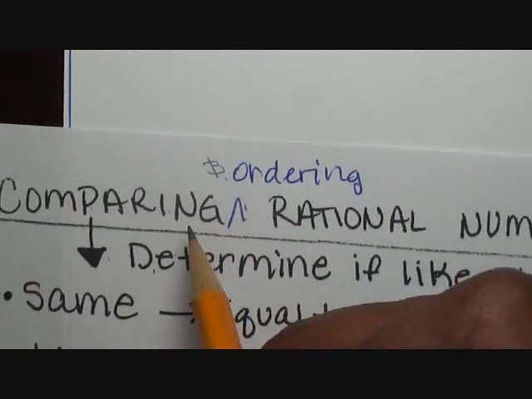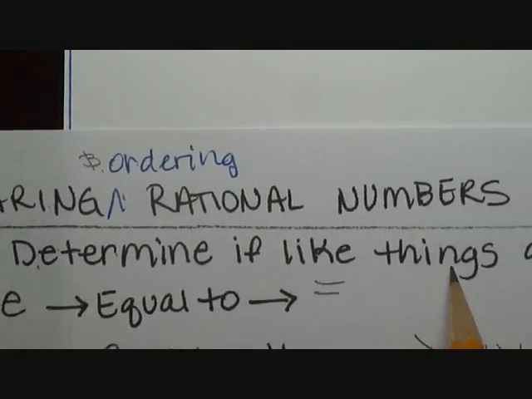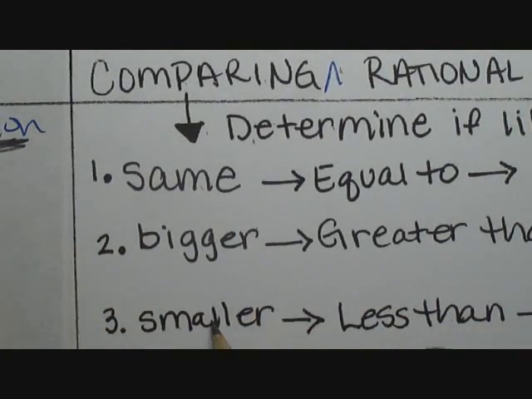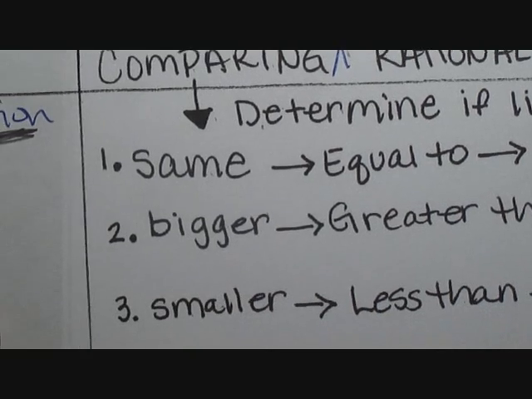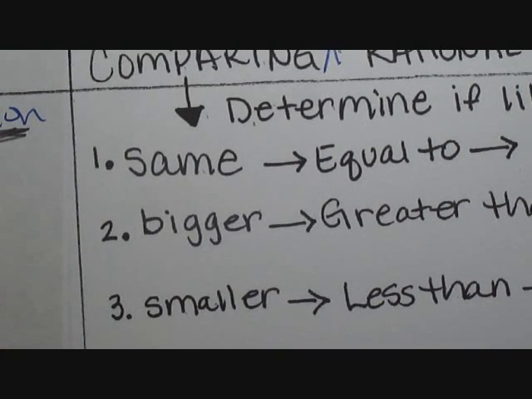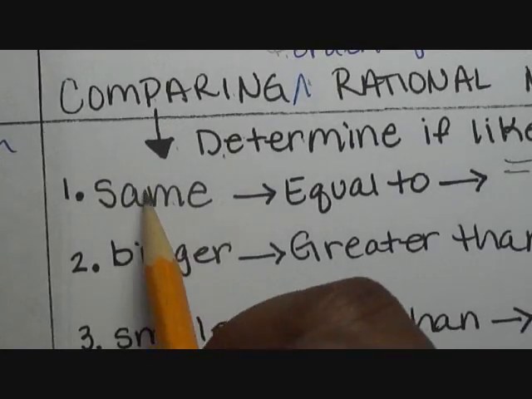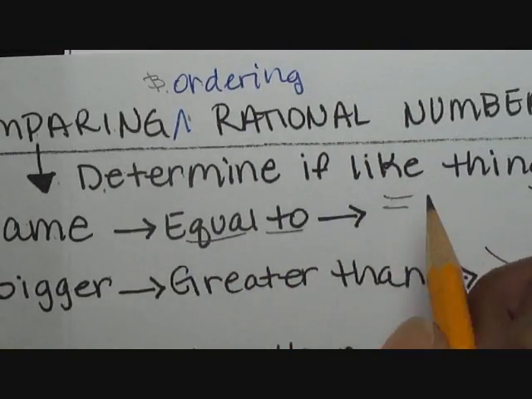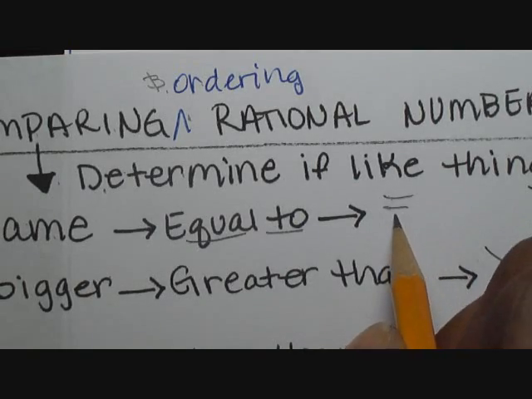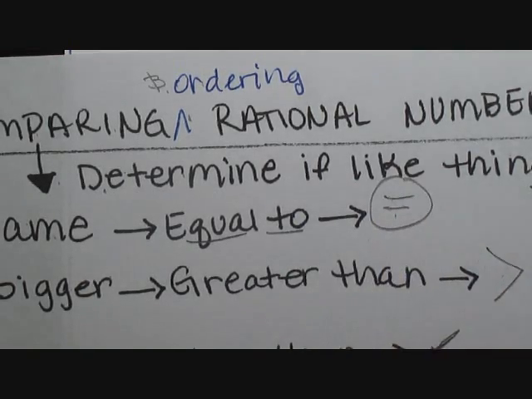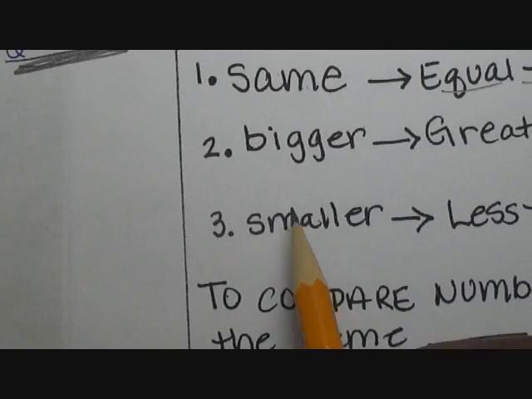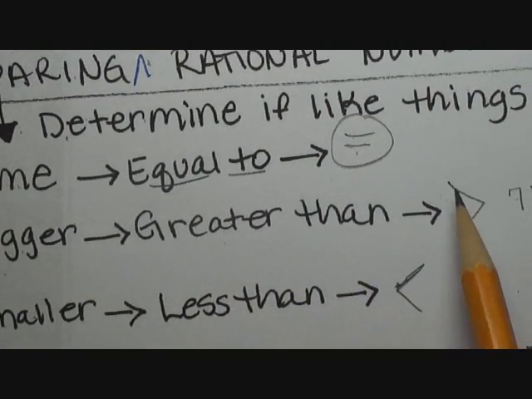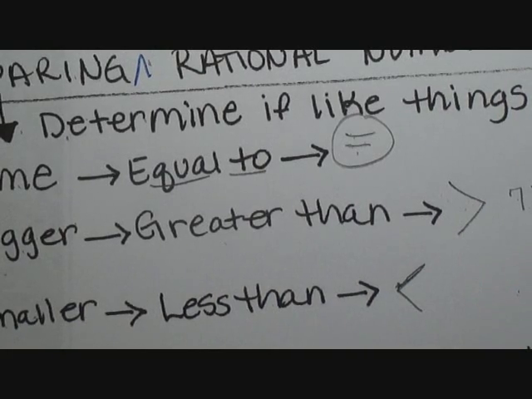Comparing means to determine if like things are the same, bigger, or smaller than something else. Okay, so if it's the same, the mathematical term is equal to, and the symbol we use for that is the equal symbol. If something is bigger, the mathematical language is greater than, and this is the greater than symbol.